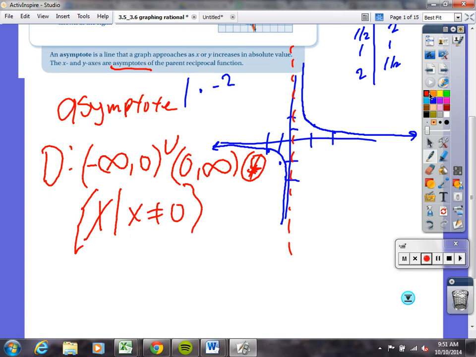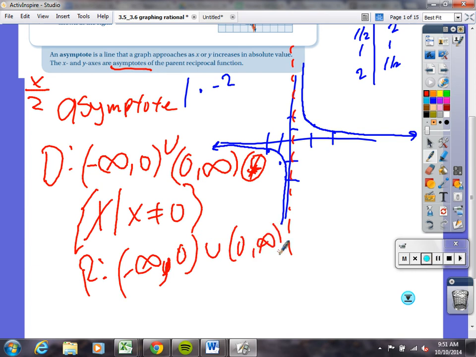Now if I had an x value, say x over 2, what value would make that 0? 0 would make that 0. If there's a variable there, there's a possibility of making it 0, correct? Does that make sense? See what we're trying to get at there? So therefore I'd cross. But right now my range, once again, would be negative infinity to 0, union 0 to infinity as well. It goes up to 0, jumps, goes up again.